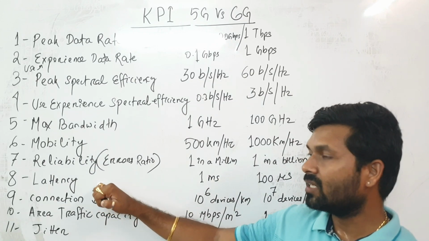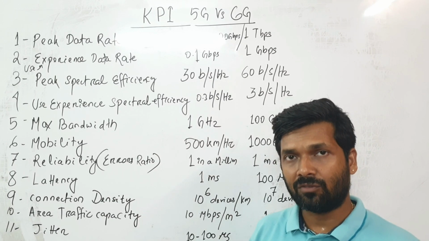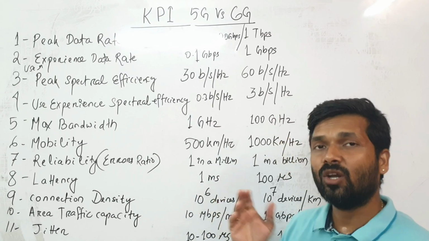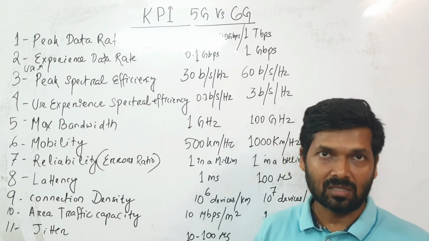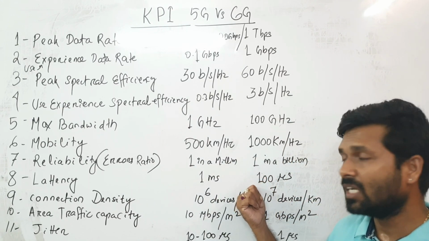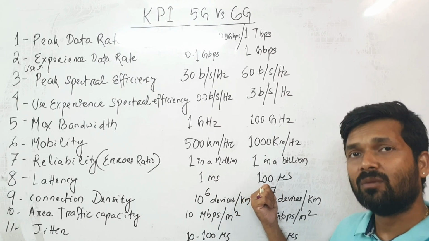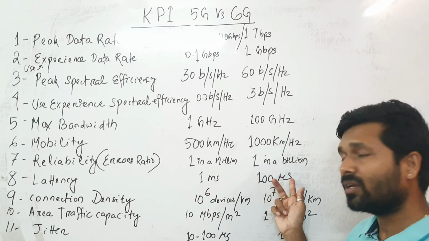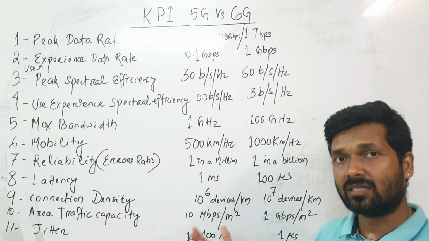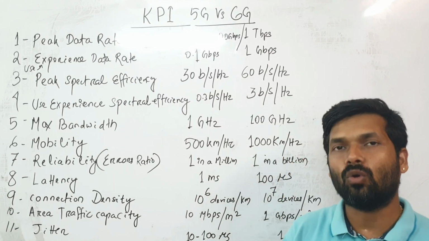Now moving on to latency. It is 1 millisecond, which is achievable in 5G, or we are targeting below 1 millisecond latency. Now in 6G, we are targeting 0.1 millisecond, or 100 microseconds. So 100 microseconds is actually the target in 6G, which is again very low latency.